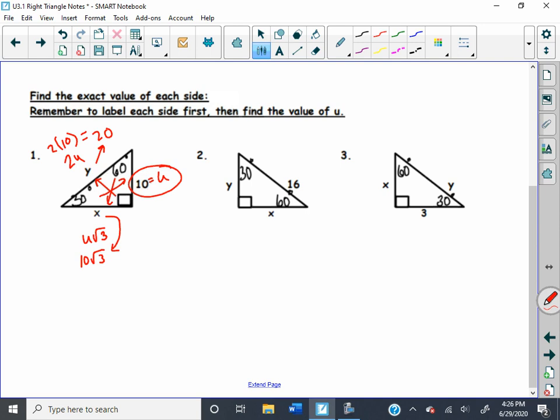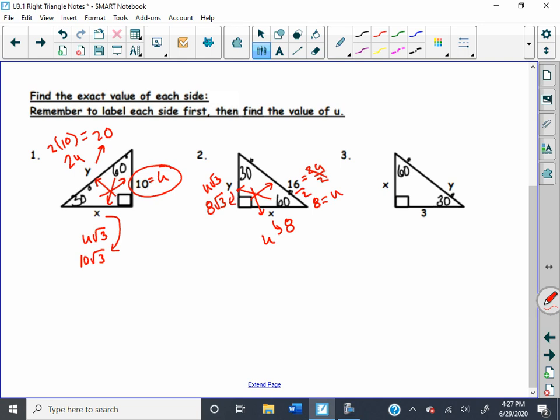All right, number 2, opposite the 30. Okay, we're saying this is u. Opposite the 60 is u radical 3. And then opposite the 90 is 2u. So again, you got to find the side they give you. And so here, 16 is equal to 2u. And so we can solve for u by dividing by 2. So u is equal to 8. So wherever there's a u, we're going to replace it with 8. Okay, so that means that this side is 8, and this side is 8 with radical 3. So x is 8, and y is 8 radical 3.